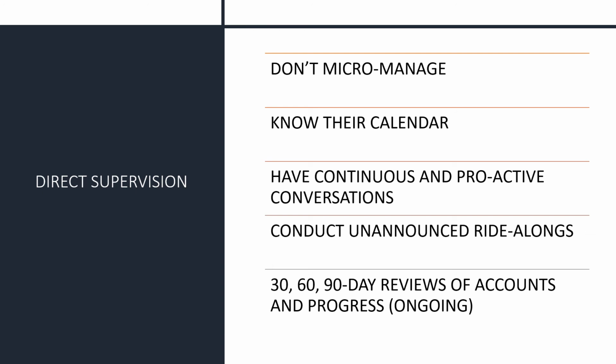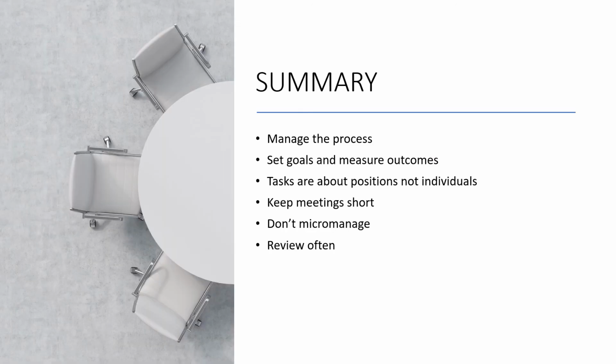Okay. And again, we talked about this not too long ago. 30, 60, 90-day reviews of all accounts. We got to know where the money's coming from and where can we most effectively use our time. So in short, listen, manage the process. Don't set goals, measure outcomes. This will help. Remember, it's about positions, not individuals. And so first create the position, then assign individuals to those positions.